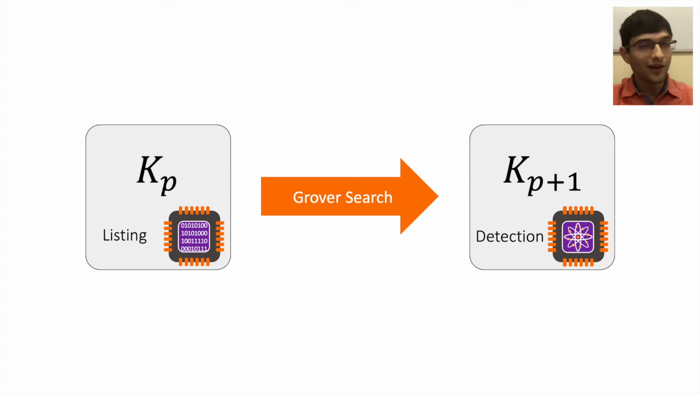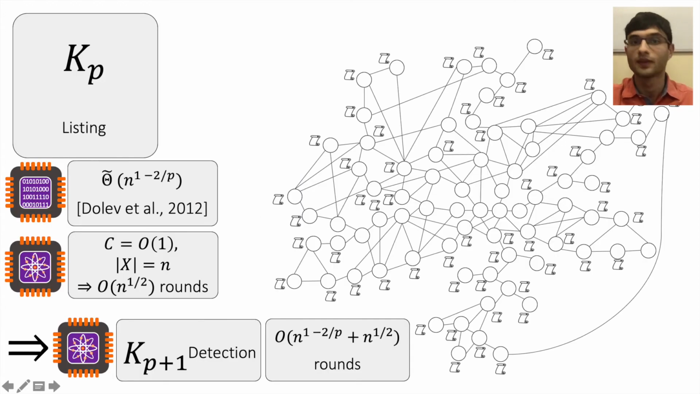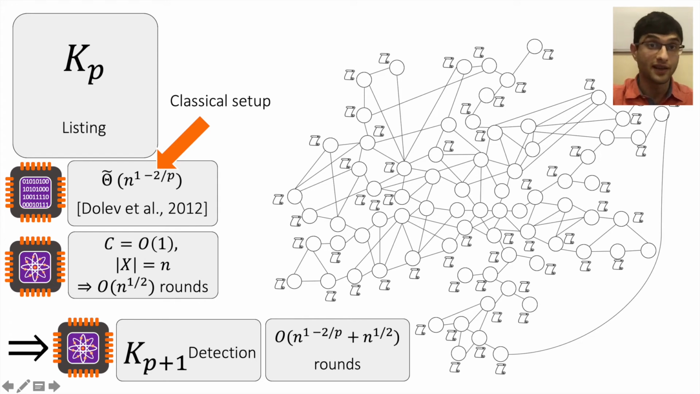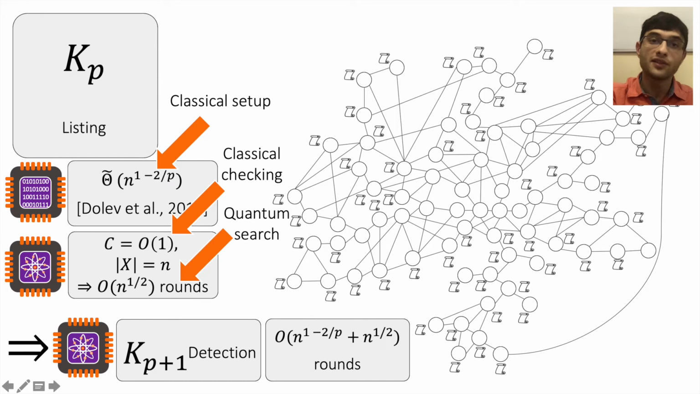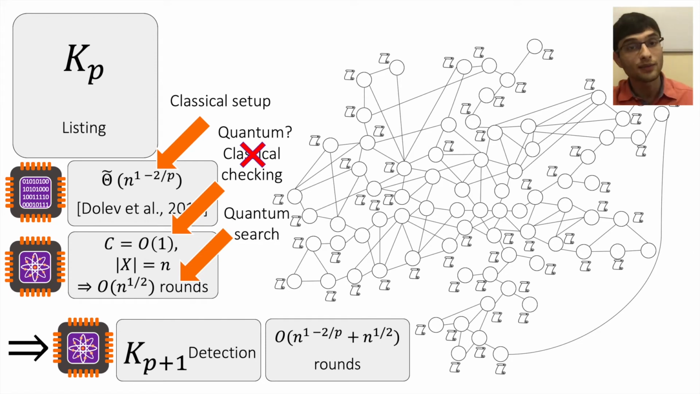Okay, now let's try to bring it up one more notch. What if we nest the Grover searches, and instead of extending by 1, we extend the cliques by some value t? Here's the algorithm. This is where we stopped previously. The classical step was to list all the cliques of size p. Then we had a classical checking algorithm to detect if we should extend the clique by 1 using some node, and we ran this using a Grover search. What if we change the checking algorithm itself and make it quantum instead of classical?